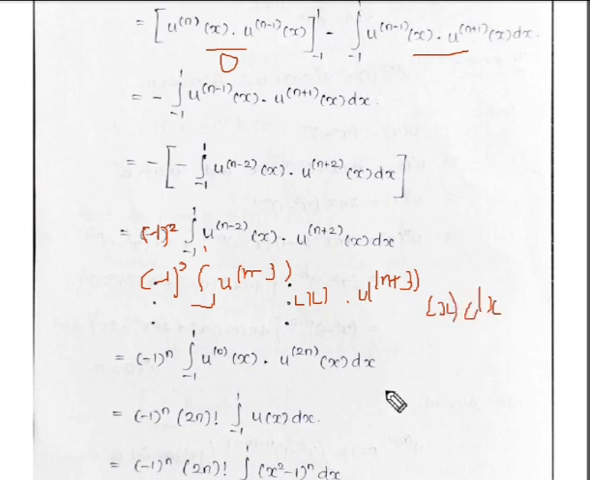So we differentiate up to u power n times. If we differentiate n times, we get minus 1 power n, integral from minus 1 to 1 of u power n minus n. n times means: first time is 1, second time is 2, third time is 3, and n times means n, so n minus n.